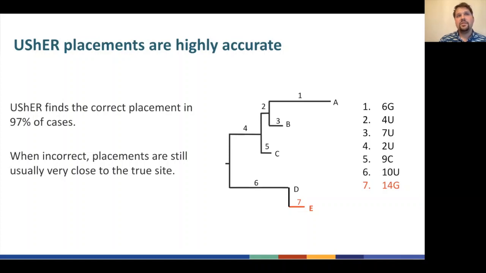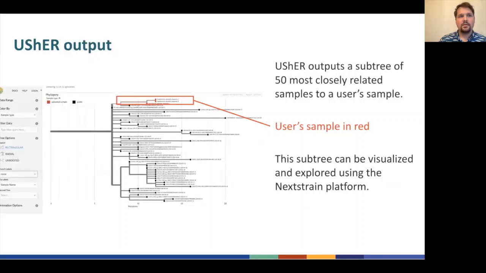We have found in general that sample placements onto the tree are exactly correct in 97% of cases, and when they are wrong, the placements tend to be very nearby on the tree. So we expect that most users will want to closely examine the placements of newly added samples. UshER therefore outputs a subtree of the 50 samples already in the tree that are the most closely related to the user's samples.